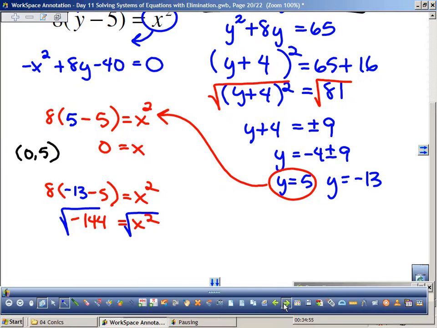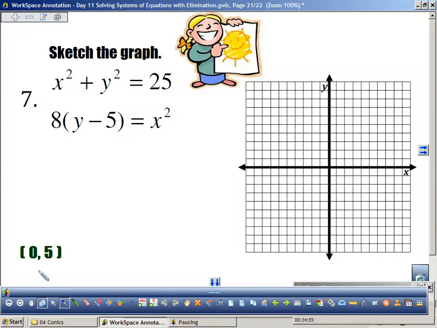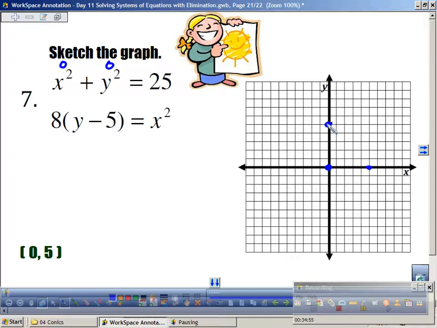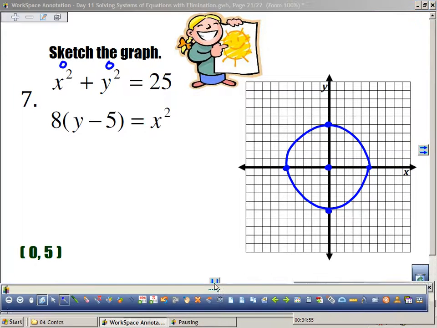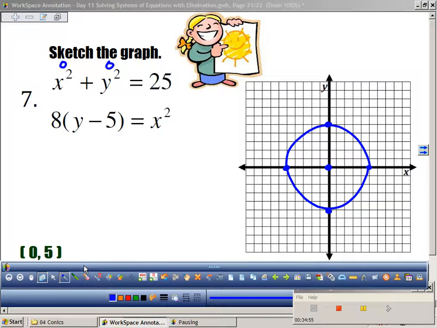So let's graph it and make sure. So here was our original solution, 0, 5. I'm going to graph the first one, which is super, super easy. We've got a center at 0, 0, and a radius of 5. There's my circle. This is a parabola. Only one of them is squared, and its center is at 0, 5. There's our intersection right there.